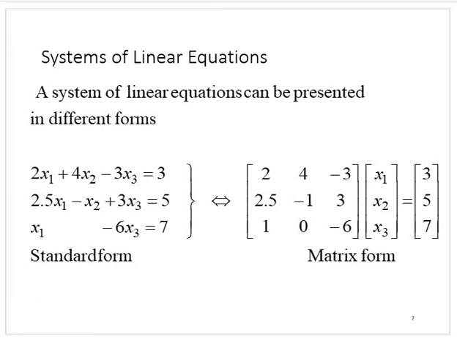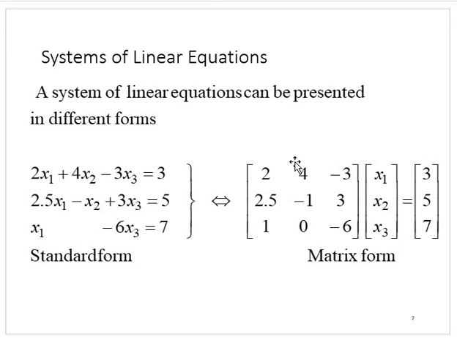So we can use matrices to solve systems of linear equations. For example, if we have got this system of equations: 2x1 plus 4x2 minus 3x3 is equal to 3, 2.5x1 minus x2 plus x3 is equal to 5, x1 minus x2 minus 6x3 is equal to 7. So this is the standard form. Make sure you write this such that the x1 are on the same column, x2 is on the same column, x3 is on the same, so that you avoid confusion.